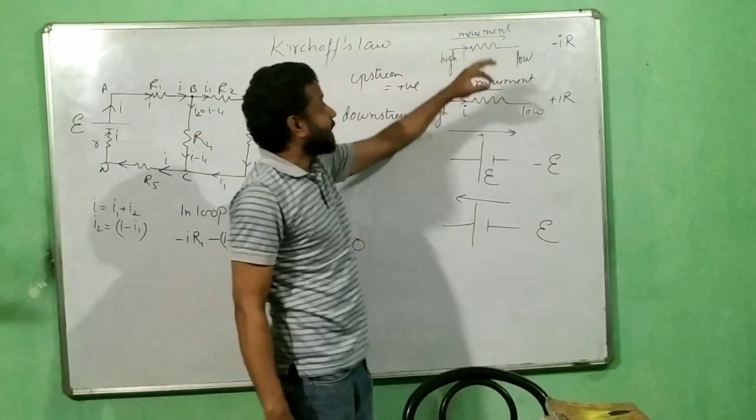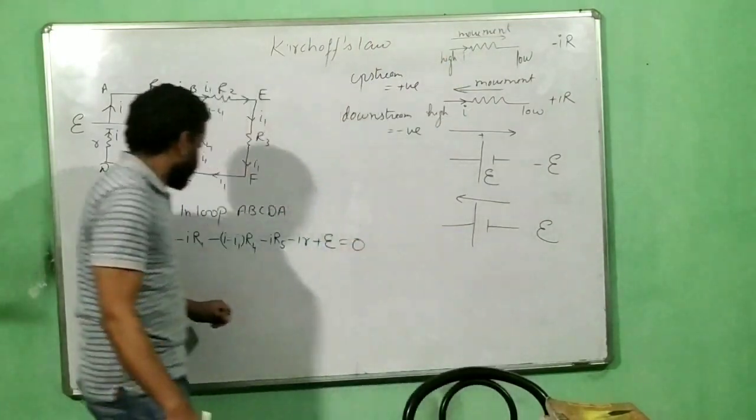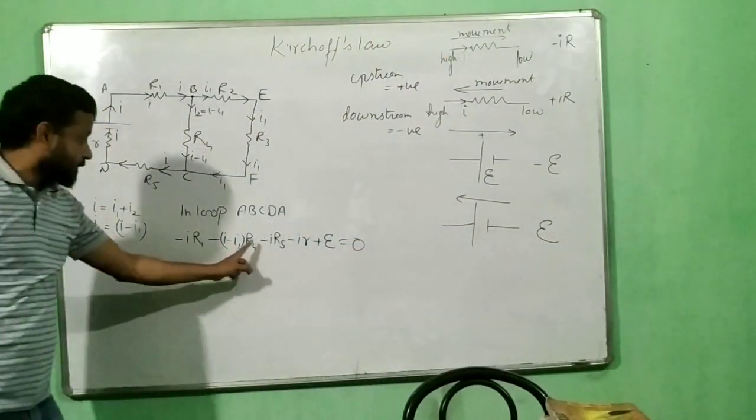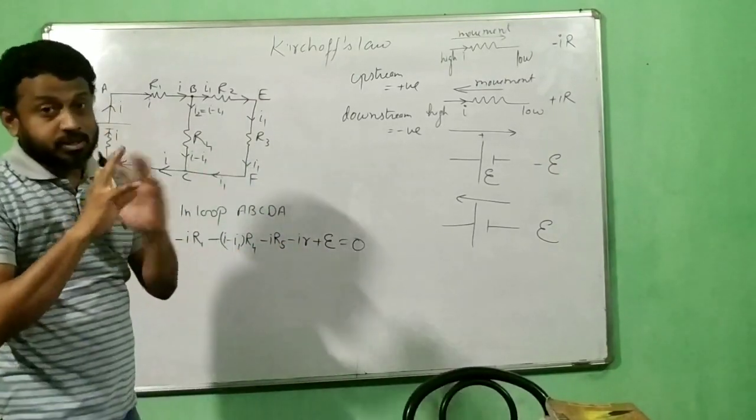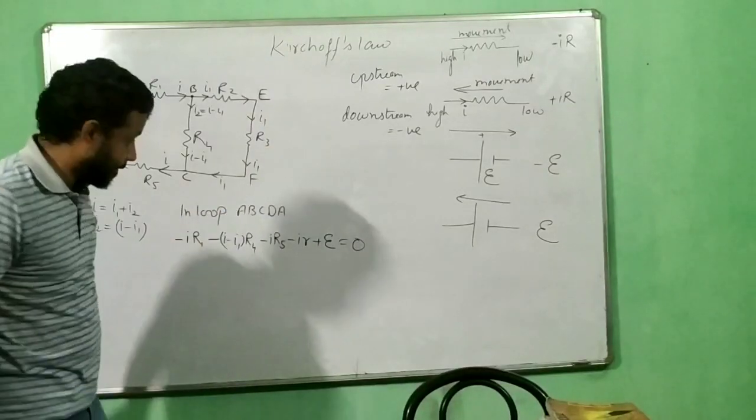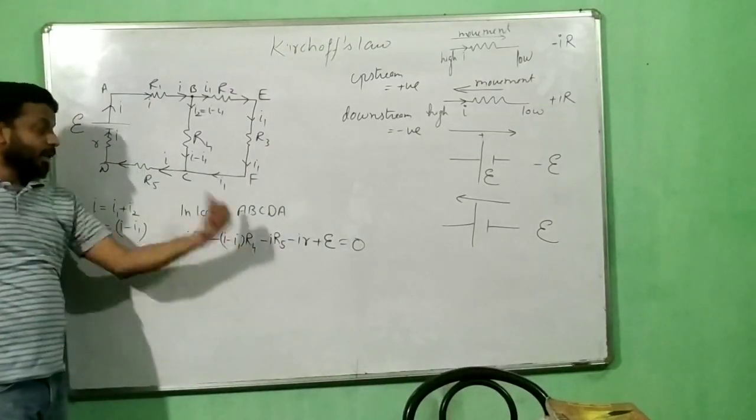If you would have taken the opposite sign convention, this would have become plus, plus, plus, plus, minus. So as long as you are equating to 0, that will not change the answer. Okay, that is what I was saying. So this is how we write the equation.